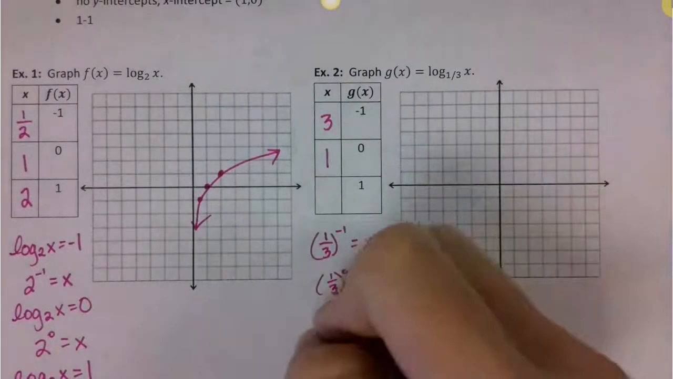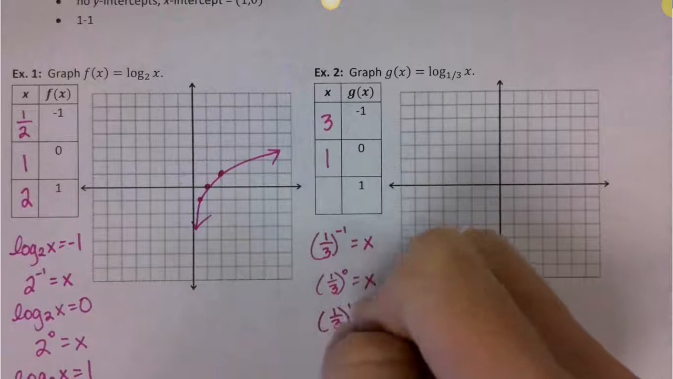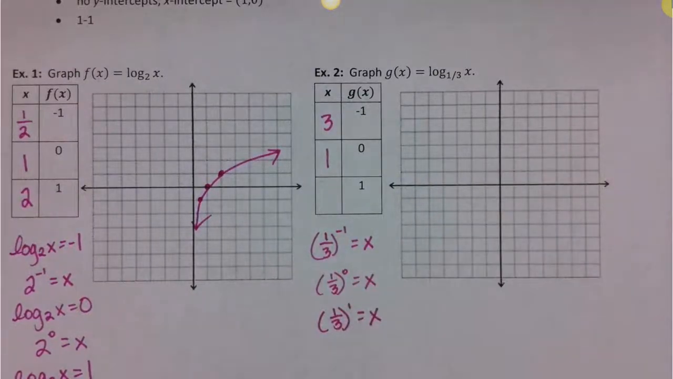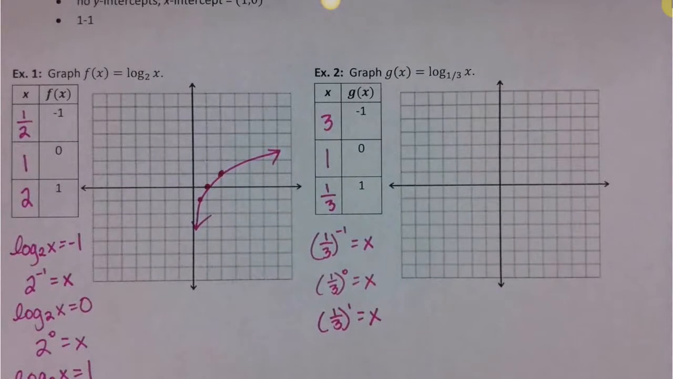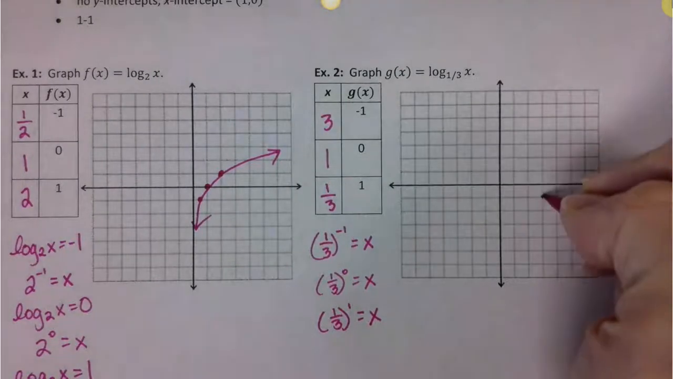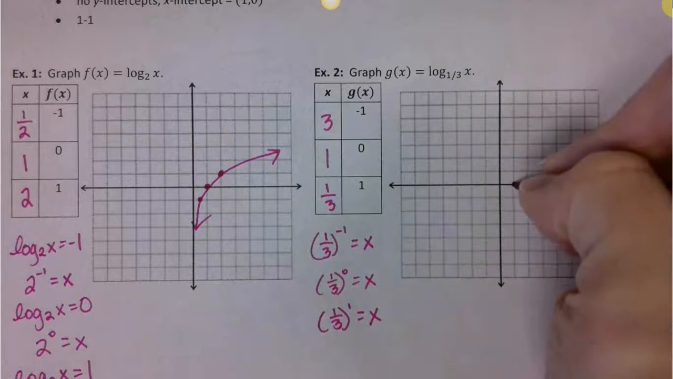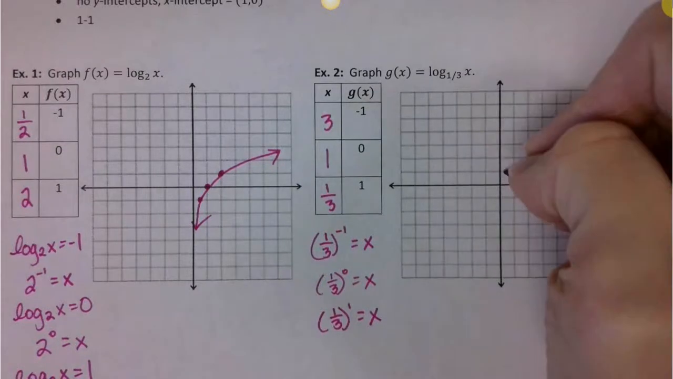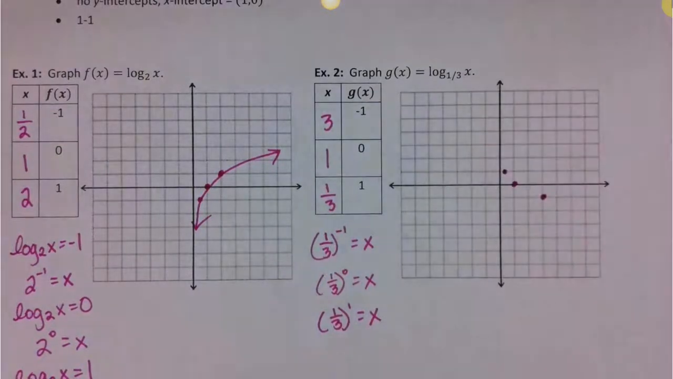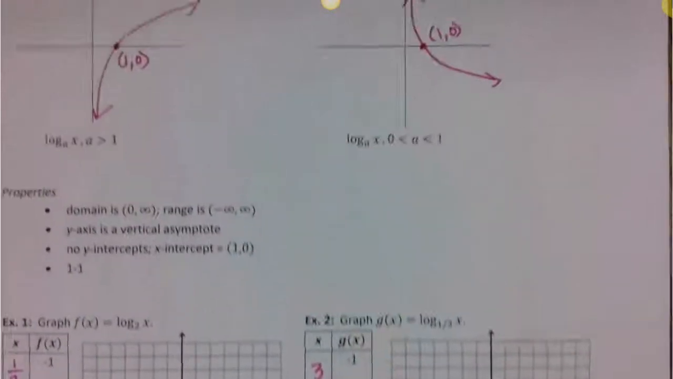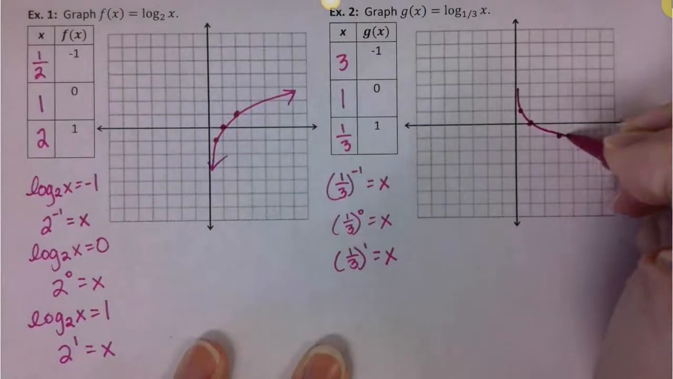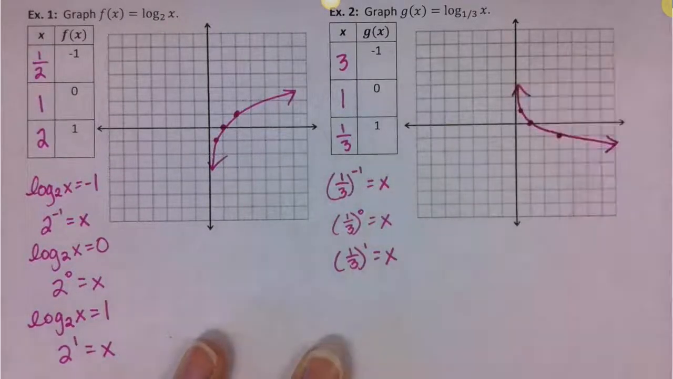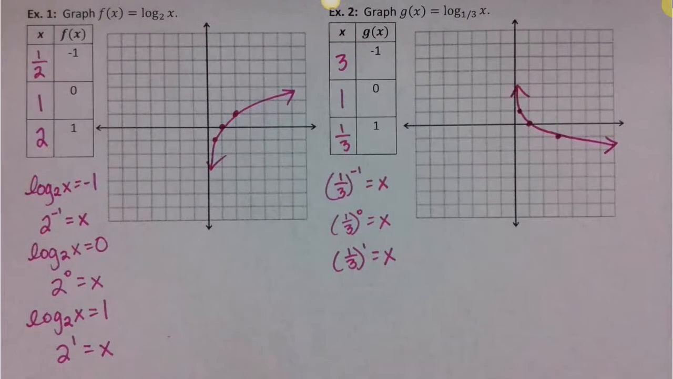And then when I have a 1 in place of the y, 1/3 to the first is equal to x, and 1/3 to the first is again just 1/3. So now I'm going to plot those points, (3, -1), (1, 0), and (1/3, 1), which we can estimate to be about there. And then I'm going to connect those points with a curve that looks like this. So we end up with something like this for the graph of log base 1/3 of x.